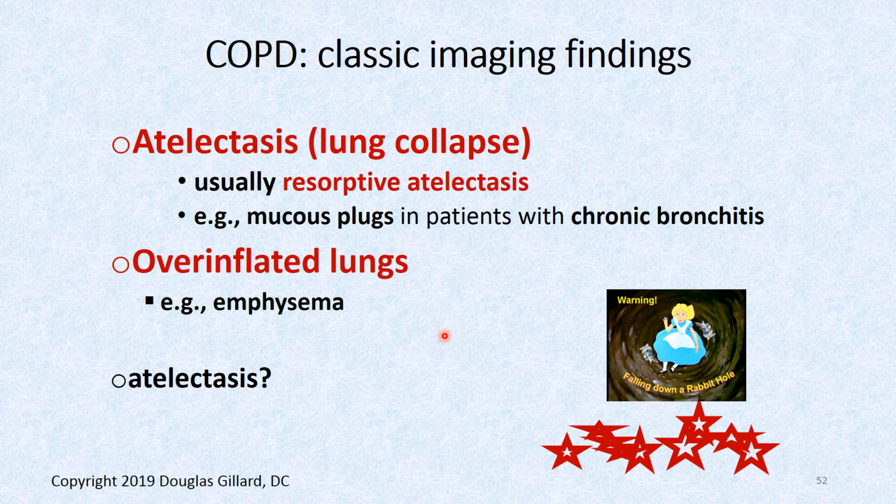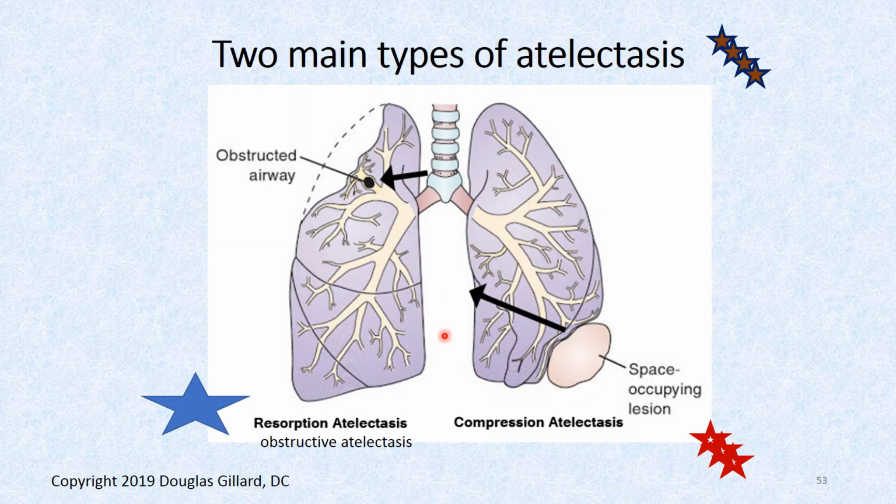So, some classic imaging findings. We have atelectasis, which we already said is a collapsing of the lung. There are two ways you can collapse that lung. And then you can get lung overinflation, which is seen usually with emphysema. Okay, atelectasis is up first. So there are two types. You definitely need to know this for boards, and for me, and for radiology. There are two main types of atelectasis.